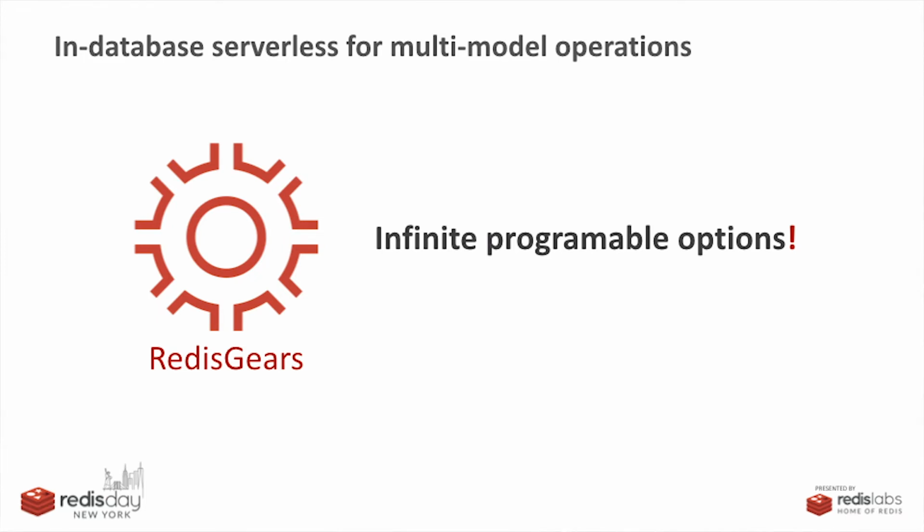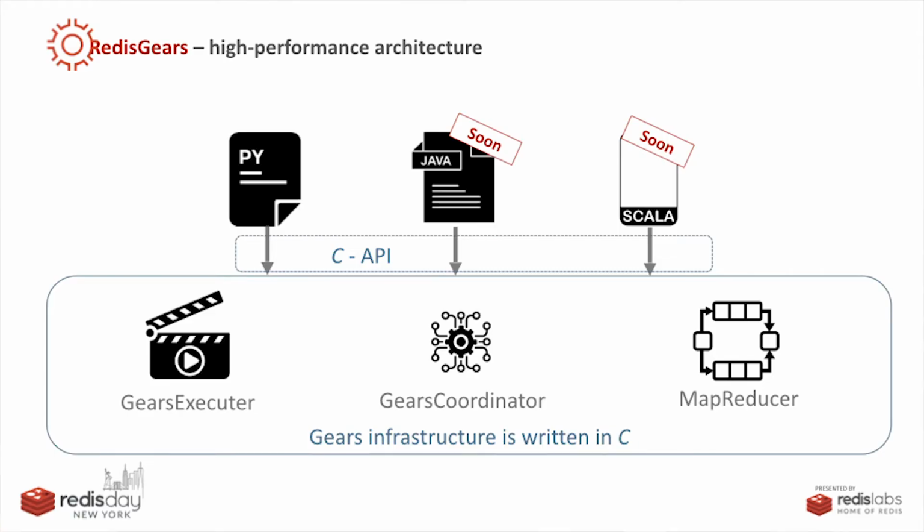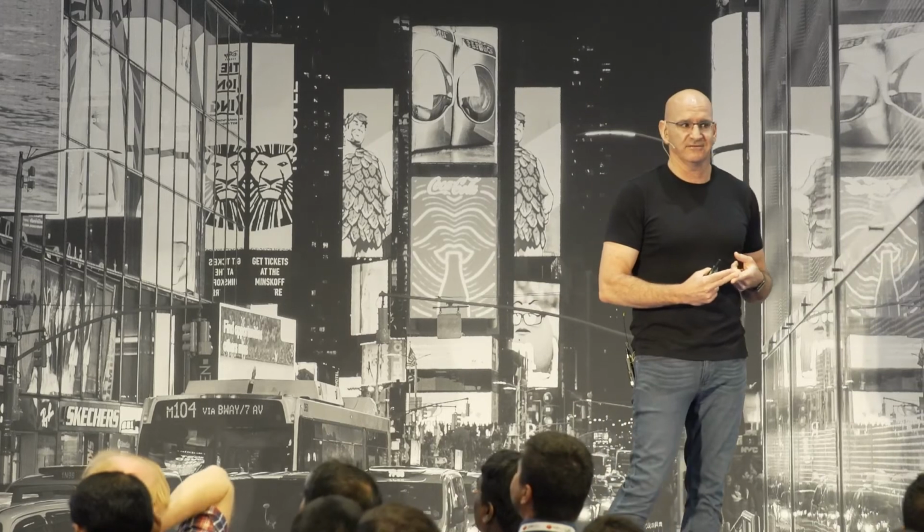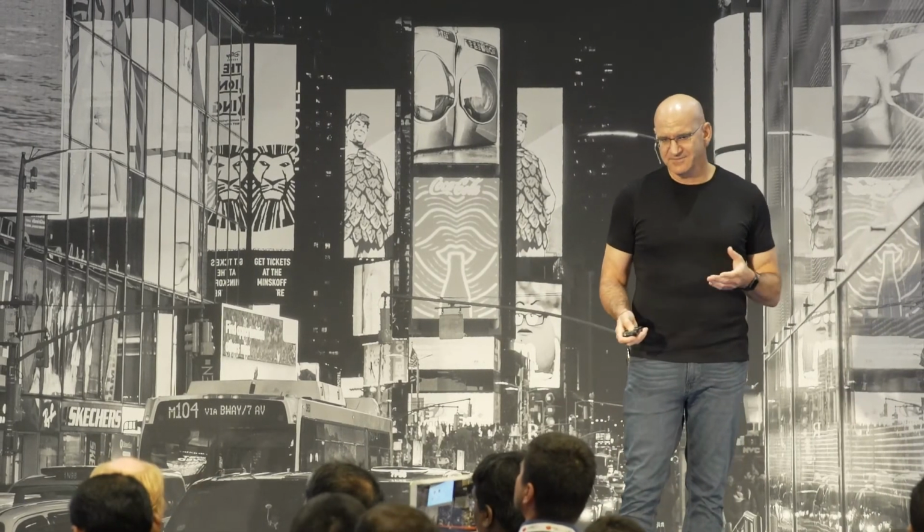Redis Gear is a new serverless infrastructure that allows you to program intermodule operation inside Redis. This is the architecture of Redis Gear. It's built on a C-based infrastructure, and it supports any language with C API. So now you can run gears with Python, but very soon Java and Scala. And it has these 3 components like map reducer, coordinators, and gear executors in order to run the gear inside your Redis.